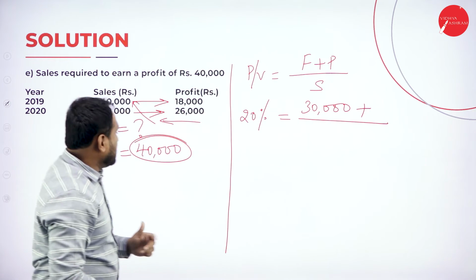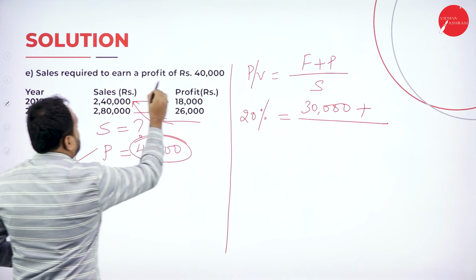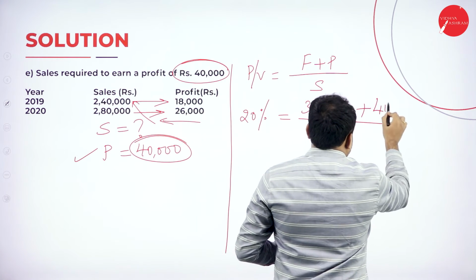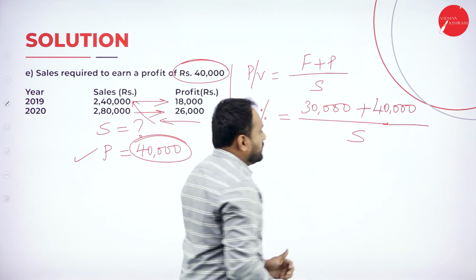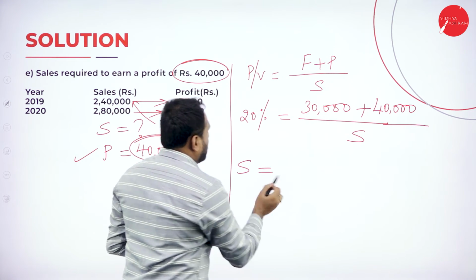Now profit, what is it that they are asking? Profit is how much? 40,000. Sales required to earn a profit of 40,000. So we'll take here 40,000. And sales we don't know. Now I'll put the sales here. Sales will go to the left hand side.